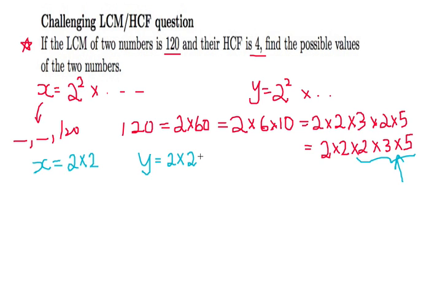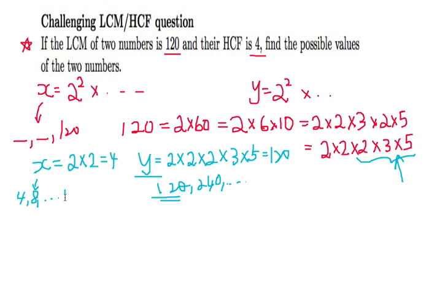But then you want to make it such that their lowest common multiple is 120. So you must add in the last bit, 2 times 3 times 5, such that this is 120. So 120 is one of the multiples, then 240, and it goes on. So this is definitely the lowest common multiple because x is 4. So 4, 8, and so on up to 120. So their common multiple is 120.